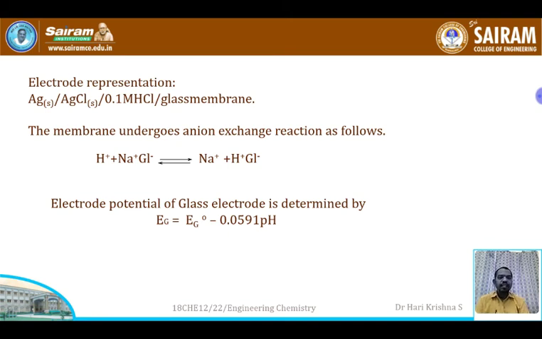So as I told, there will be an ion exchange reaction across the bulb, right? Why does it occur? It occurs because of the difference in concentration of H+ ions inside the bulb and outside the bulb. This occurs until the concentration of H+ ions inside the bulb and outside the bulb are equal. The ion exchange reaction occurs as follows: H+ + Na+Gl- gives Na+ + H+Gl-. The H+ present inside the bulb will get exchanged with the Na+ in the glass.